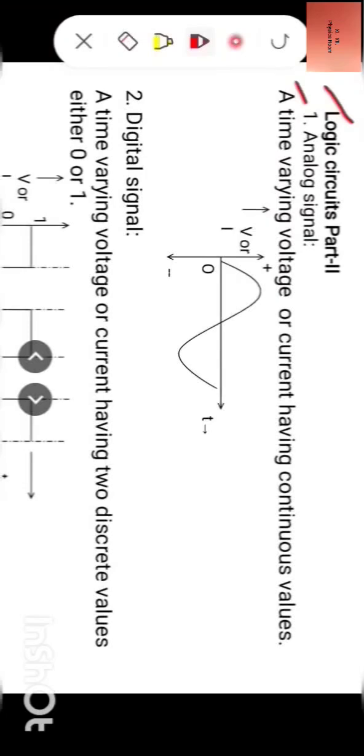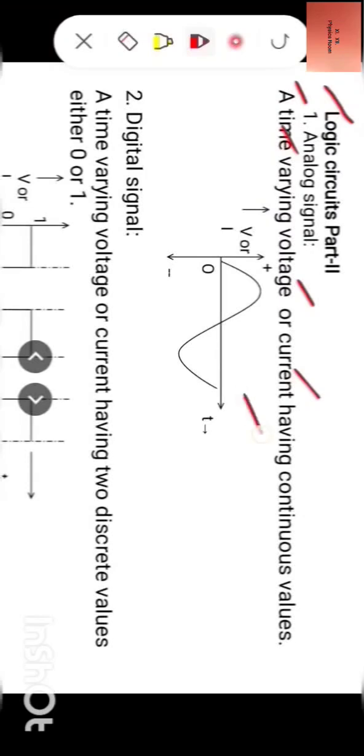What is an analog signal? Let us define. A time varying voltage or current having continuous values is defined as analog signal.